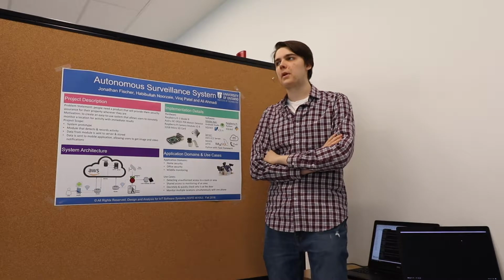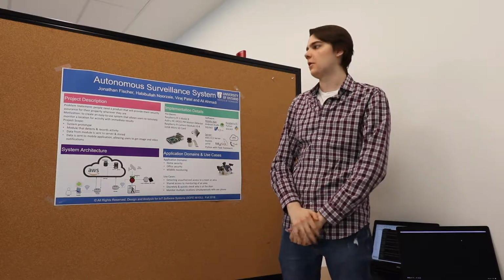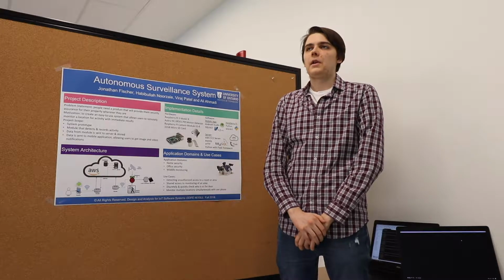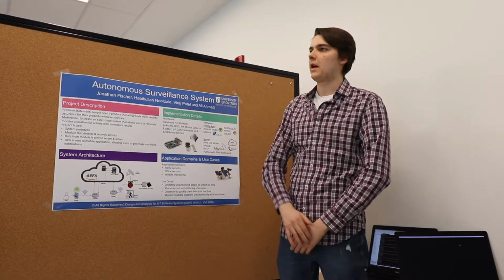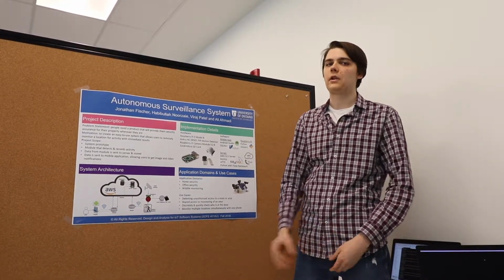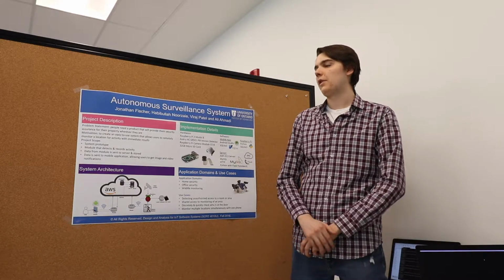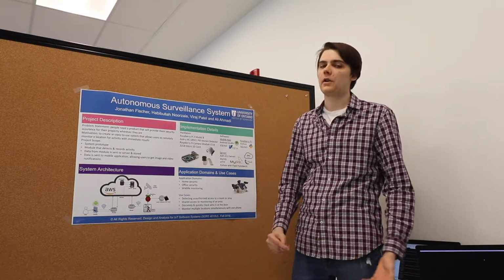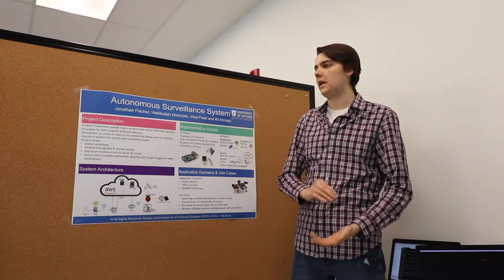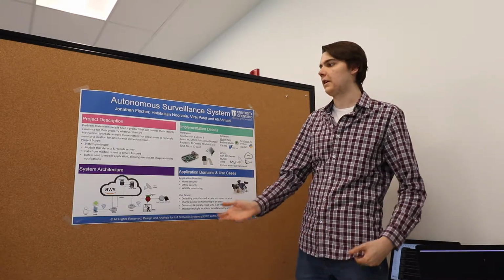Alright, so our project that we made for this course was an autonomous surveillance system. Basically the problem we wanted to solve was a security system for monitoring your house or keeping track of any outdoor or even indoor scenario, so you can watch it live from wherever you are. So our motivation was to create an easy-to-use system where you can monitor any area in real time and see updates if there are any intruders, anything like that.